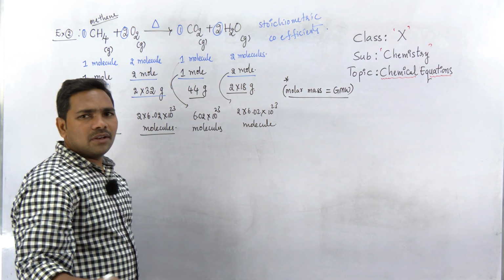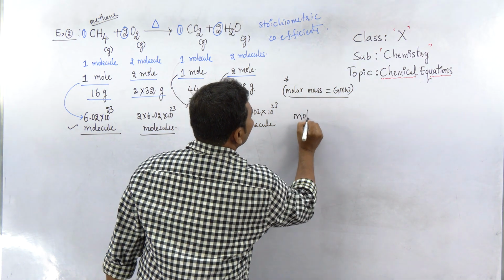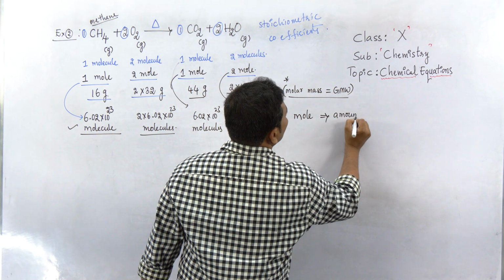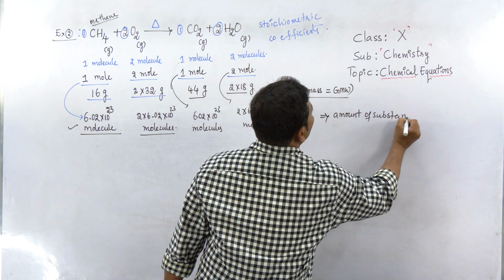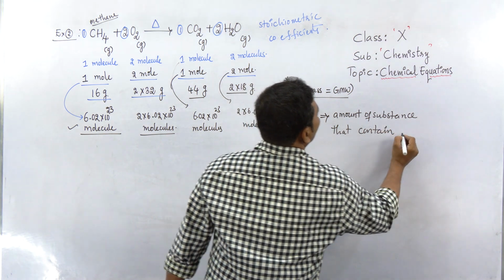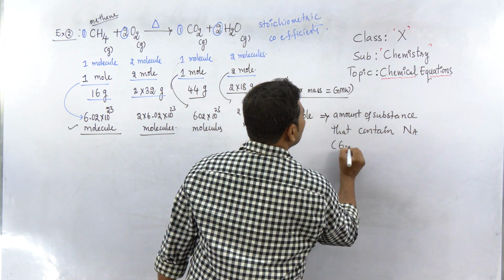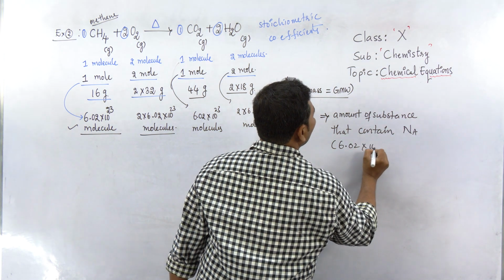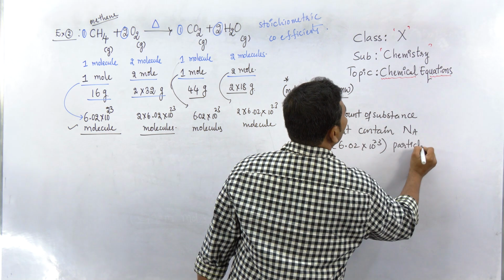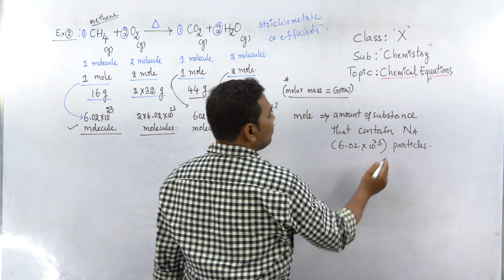And so this is moles. You have already learned in 9th class what is meant by mole. So I am giving you the definition of mole once again here. What is a mole? A mole is an amount of substance that contains Avogadro number of particles. Avogadro number means 6.02 into 10 to the power 23 particles.